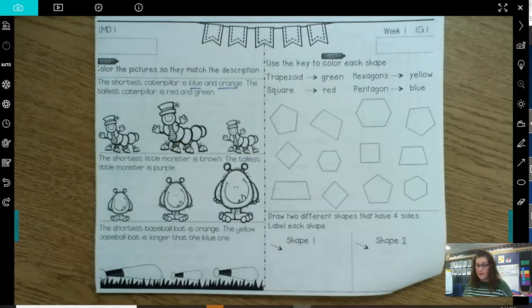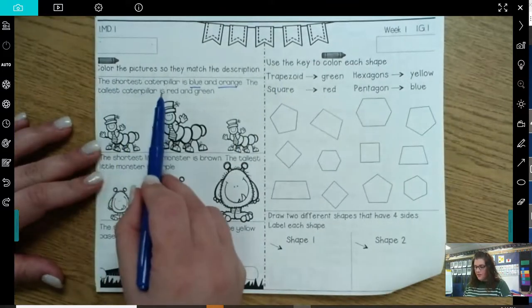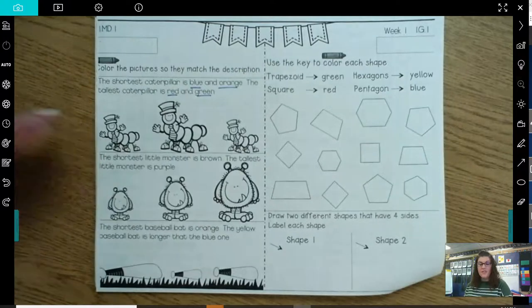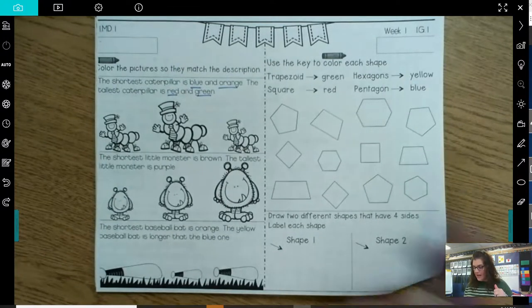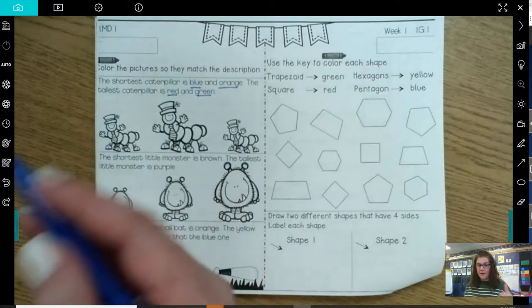Okay, if you're back with me, it means you've got your shortest caterpillar colored. Then it says the tallest caterpillar is red and green. So now we have to find the tallest caterpillar and color that one red and green. So hit pause, color the tallest caterpillar, and come on back when you're ready.